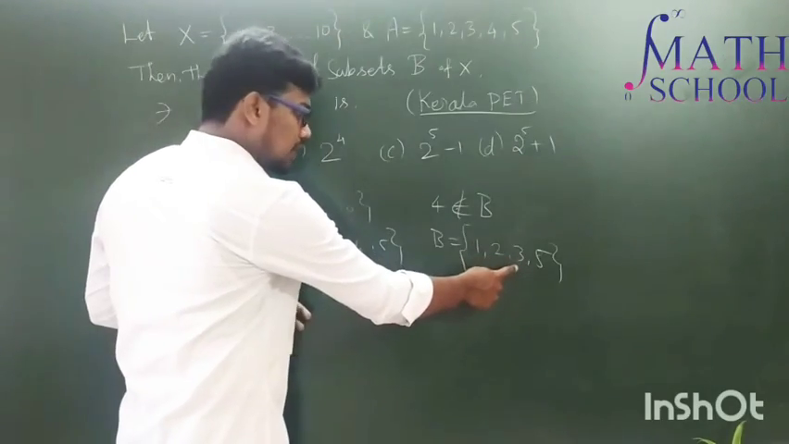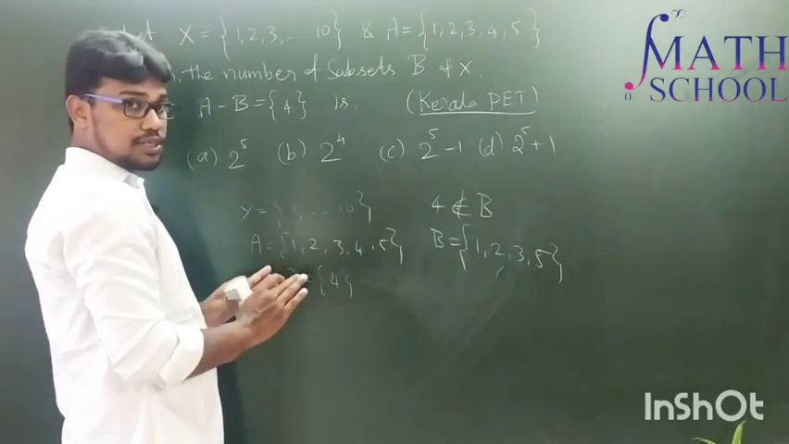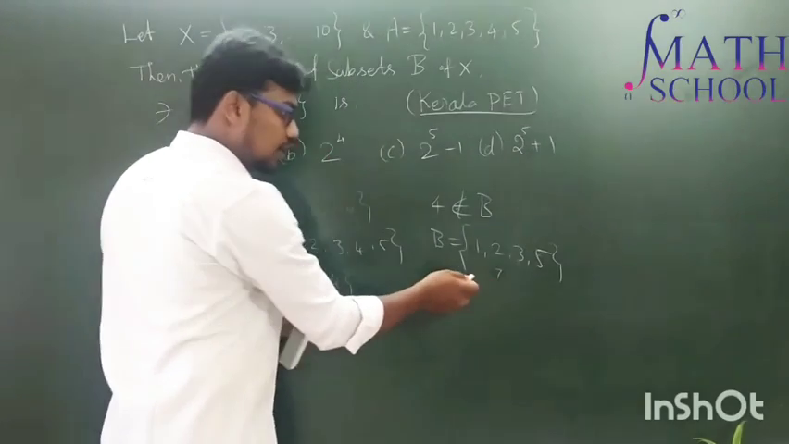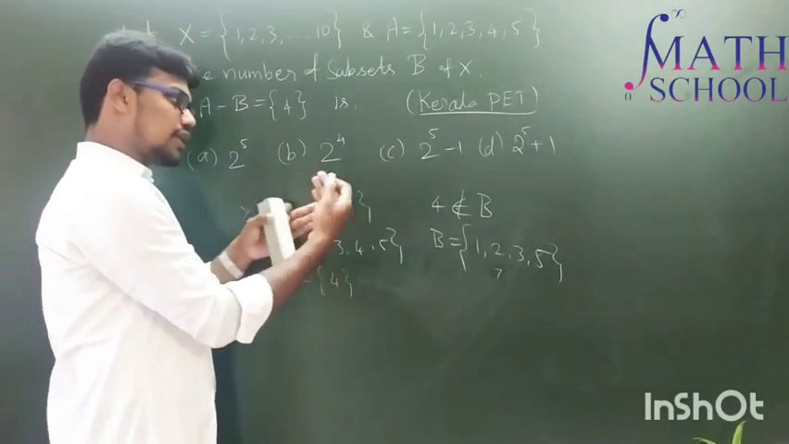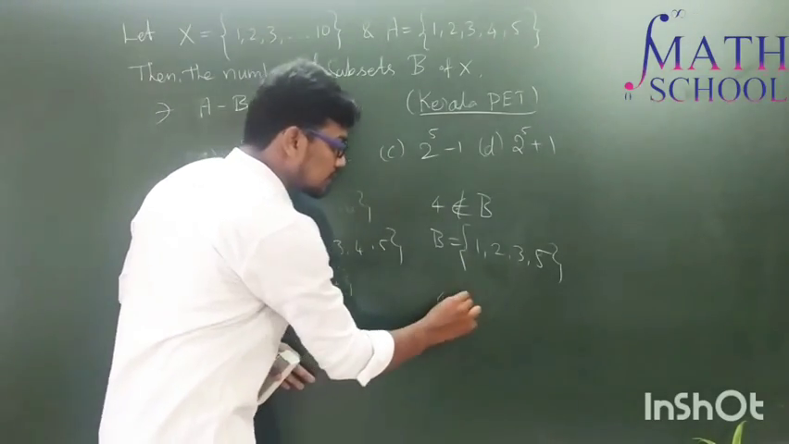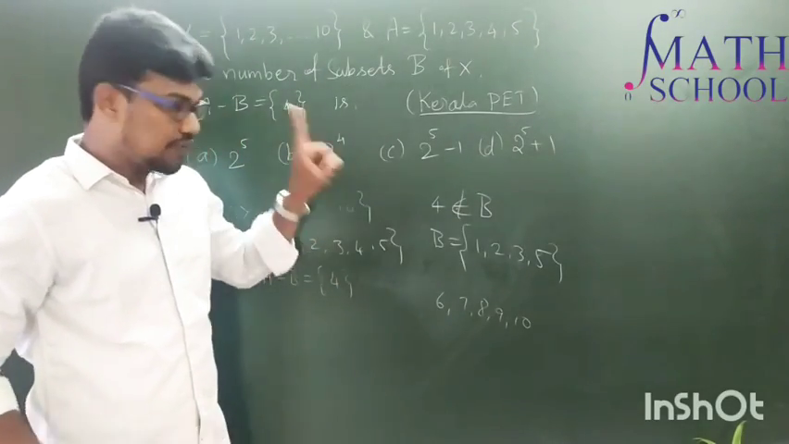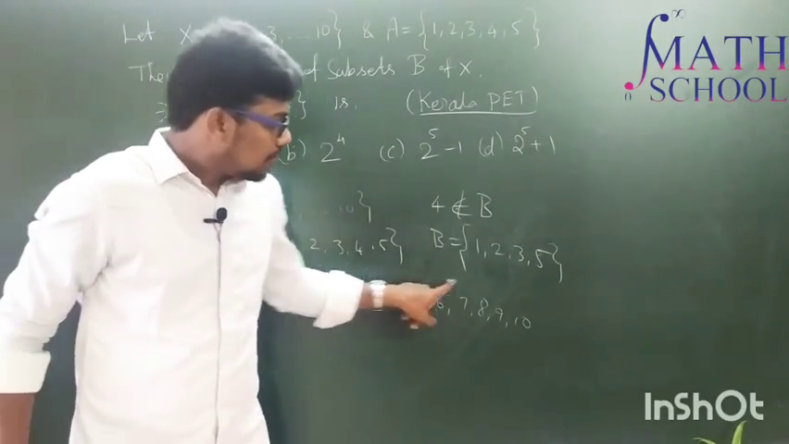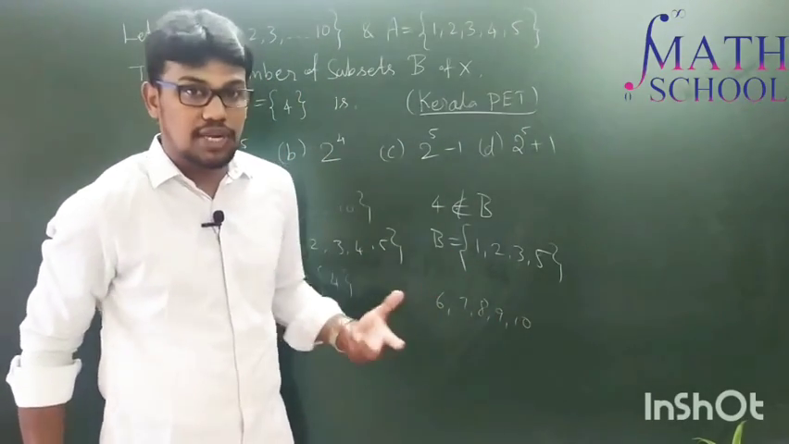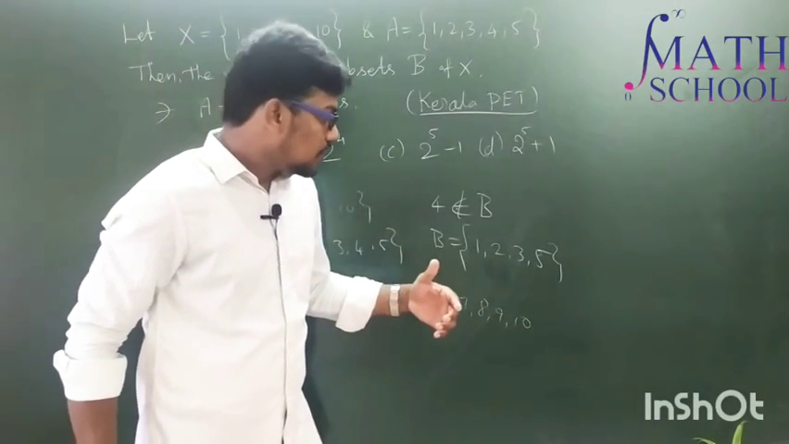If 6 is present in B, our A minus B will be the singleton {4}; even if it is not present there, it is the same. If 7 is in B, we will have A minus B equal to {4}; if 7 doesn't belong to B, we will also have the singleton {4}. So the remaining elements are 6, 7, 8, 9, 10. There are 5 elements. With these 5 elements, how many B sets can we create? That is the B set we are looking for. So now you have to answer.